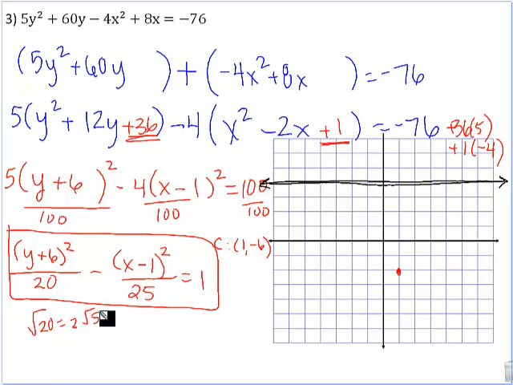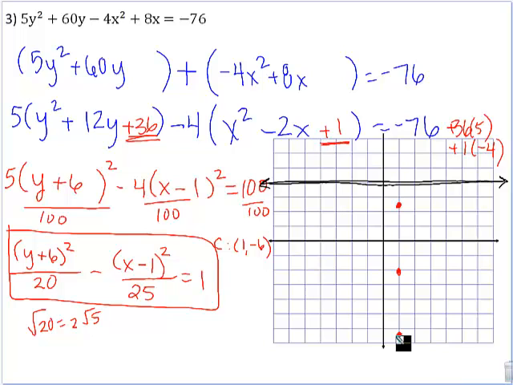Yep, in between 4 and 5. So 1, 2, 3, there's 4, there's 5. I'm going to go in between there and put one of my vertices. 1, 2, 3, 4, in between 4 and 5. I'm going to go there and put my other one. Anytime we have something that's not an exact value, we just want to approximate it.